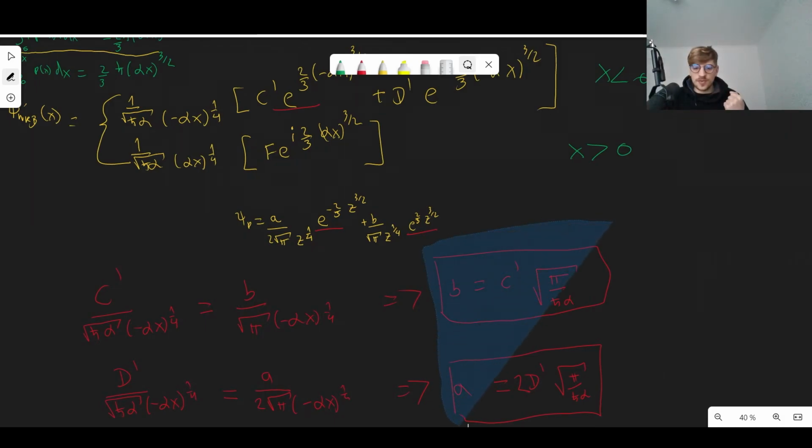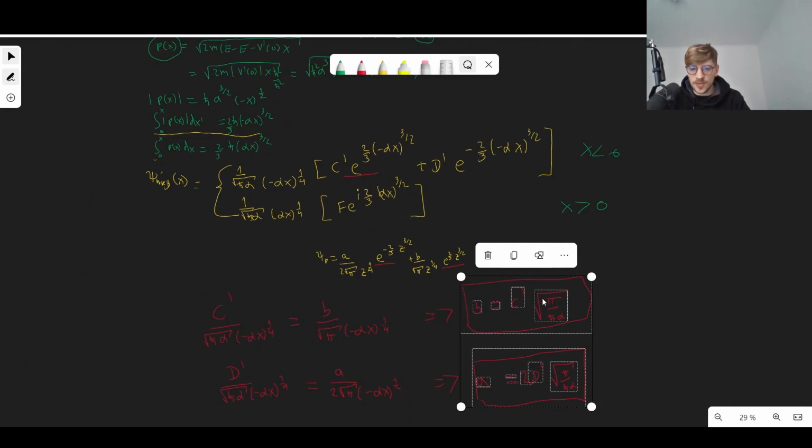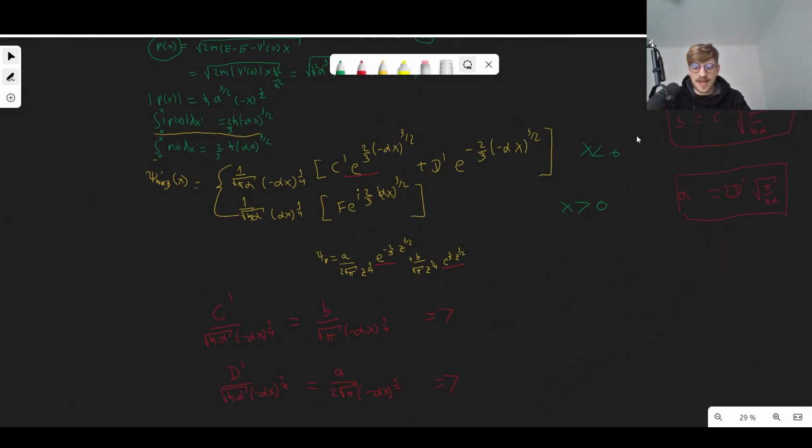So let's move them to the side, and we will repeat the procedure with the other region. So this is for the region x smaller than 0, which means z greater than 0. So now let's get rid of this. We already used it.